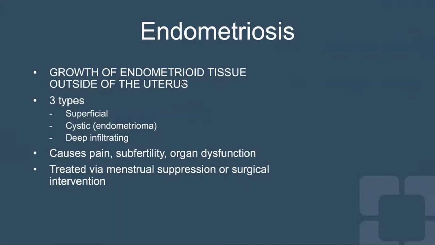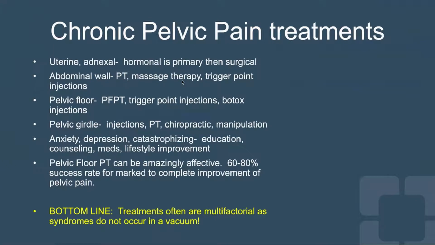Usually, we can treat endometriosis via menstrual suppression, commonly, but we need to pay attention to their other chronic pain symptoms that may have resulted, or surgical interventions. When we look at chronic pelvic pain as a whole, and we look at those treatments, for the uterine and adnexal, hormonal is the primary treatment typically, and then surgical. Abdominal wall physical therapy, massage therapy, trigger point injections can be helpful.